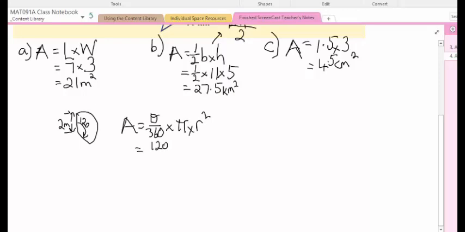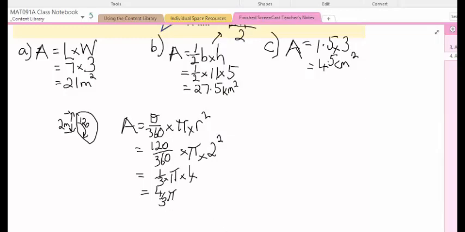Remember, r squared is r times r, not r plus r. It's not the same as 2r. R squared is r times r. 120 over 360, which is a third, times pi times 2 times 2, which is 4. That's 4 on 3 times pi, because the 3 is on the denominator, 4 is on the numerator. You could leave it like that, 4/3 pi, because that's the exact answer.